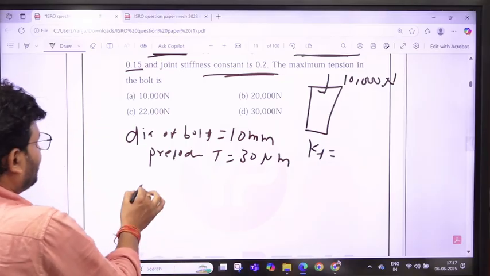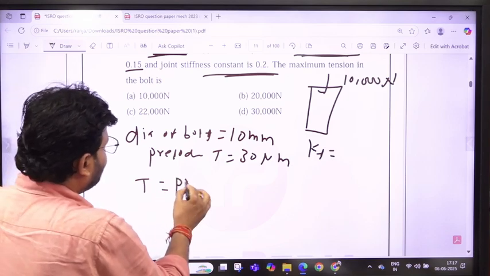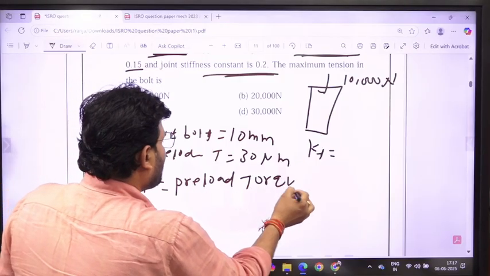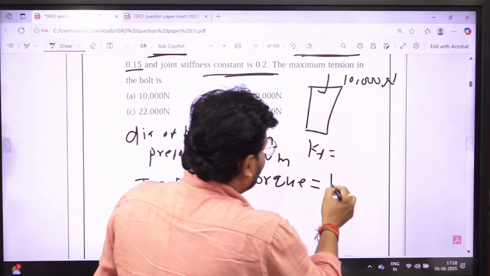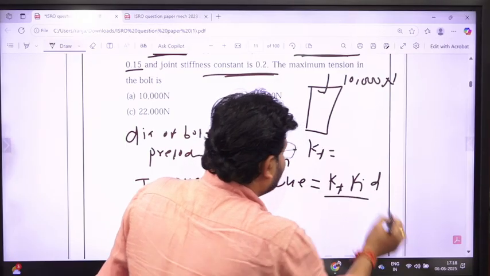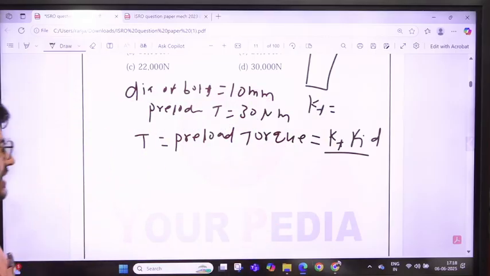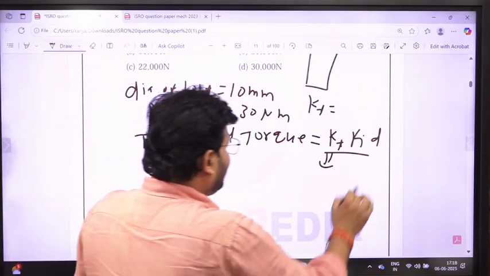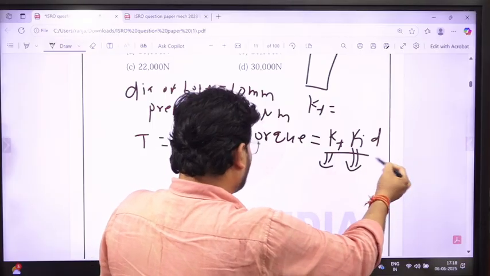Now first see, the preload torque is always given by T equals KT into Fi into D. What is KT here? Anybody can tell me? KT is the torque coefficient. Fi is the initial preload force, and D is the nominal diameter.